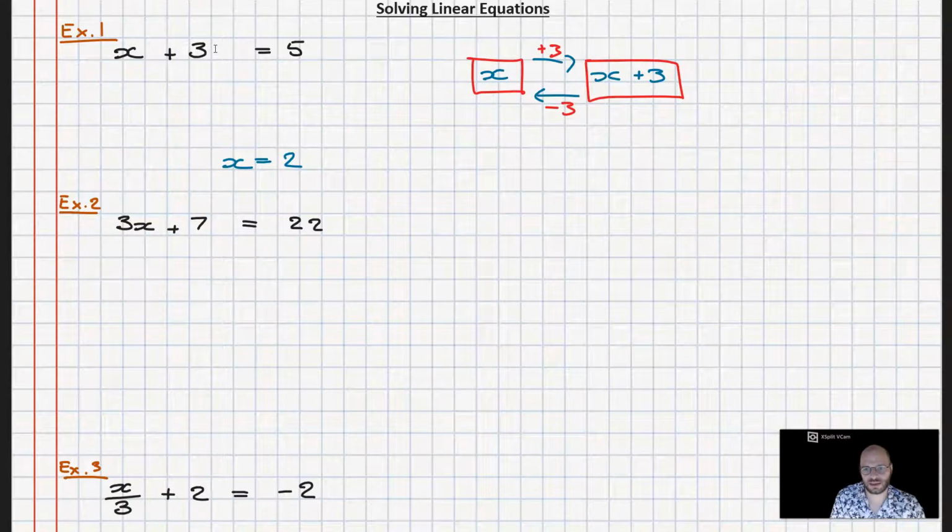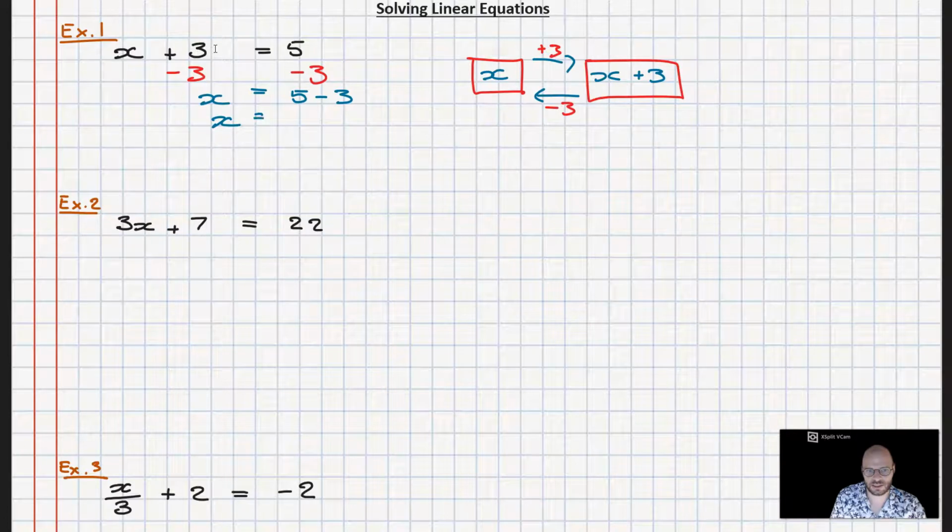Now, using this step, we want to deconstruct this expression over here. So rather than adding 3, we take 3. Because it's an equation, we take 3 from the right-hand side as well. And therefore, we're going to get x on the left-hand side and 5 take 3 on the right. Now, putting that all together, we simply find that x is indeed equal to 2. So remember, we're after process, not value. This is the process that we need to practice.